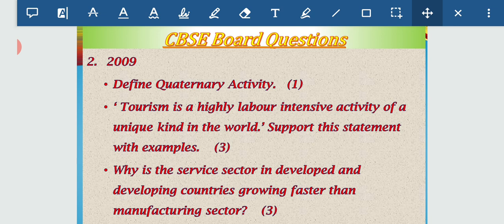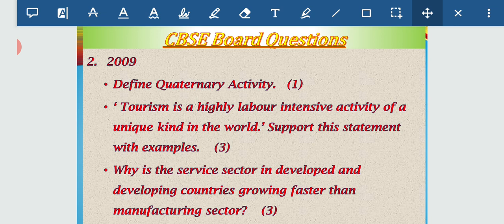Then, tourism is a highly labor intensive activity of a unique kind in the world. Support this statement. That is only what I discussed in the previous class, that it provides employment to 250 million population in the world. Then 40% of the GDP contribution is there from tourism as a service sector, and it also supports infrastructural industries in the form of roadways, hotels, security, entertainment, motels. So it is a labor intensive activity. So you can give examples to support how tourism is a highly labor intensive activity.